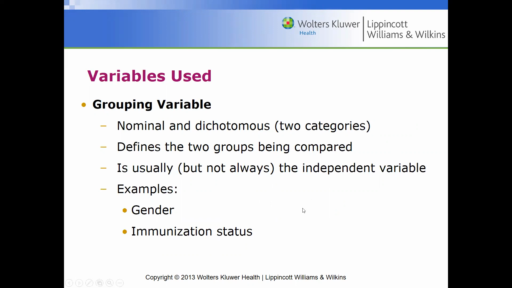And so that is what we would consider, and that would be an independent variable if we were looking at an outcome variable, let's say of maybe side effects or something like that. So usually the independent variable is this grouping variable that we're dealing with.